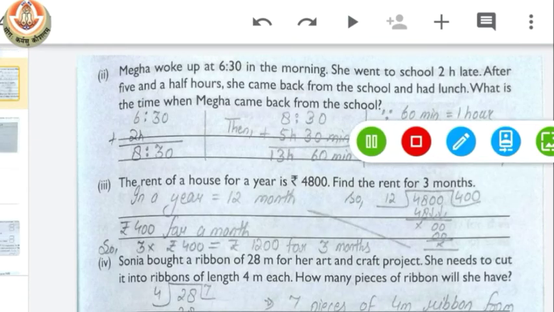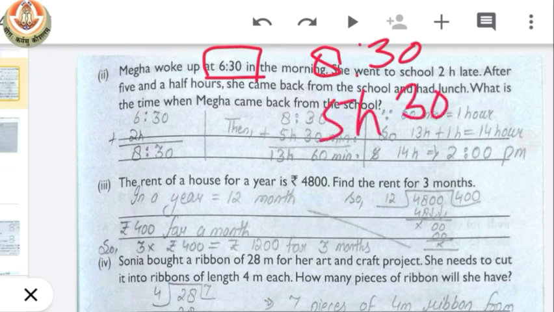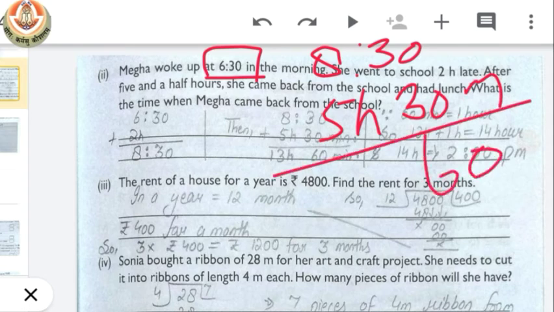Next question is, Megha woke up at 6:30 in the morning. She went to school 2 hours late. Means 6:30 plus 2 hours, that is 8:30 when she went to school. After 5.5 hours, she came back from the school and had lunch. Means we have to add 5 hours and 30 minutes. That is, we have 8 plus 5, 8 plus 5 is 13.